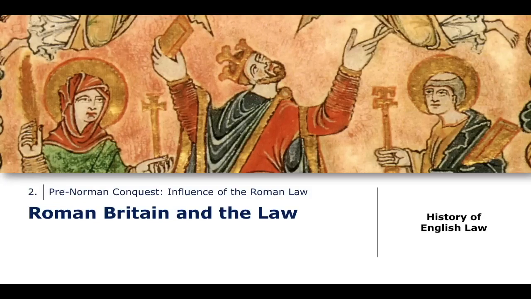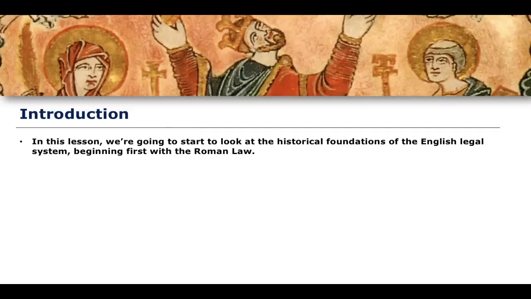So this lesson is going to be the first of, I think, 3 or 4 lessons looking at the history of the English legal system, beginning with Roman law and looking at the Roman influence on the English legal system. I believe it's about 2 or 3 lessons looking at the influence of Rome and Britain. And essentially what we're going to do is look a little bit at the historical foundations of the English legal system prior to the Norman conquest, beginning with this idea of the Roman law.